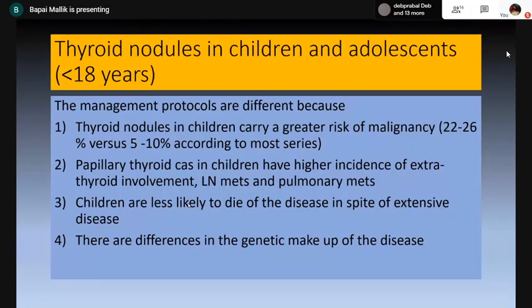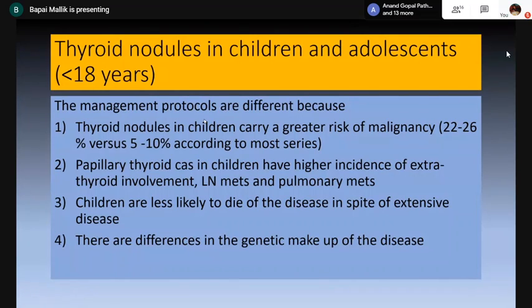So, what about thyroid nodules in children and adolescents? Now, as far as the American College of Radiology recommendations are concerned, children and adolescents basically refers to people under the age of 18 years. The management protocols are different. Why are the management protocols different? Because of this reason, it's very important.